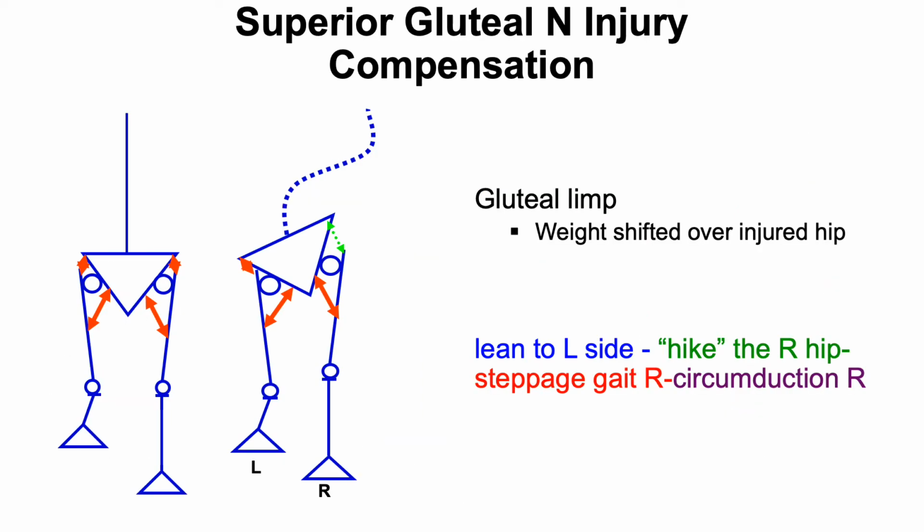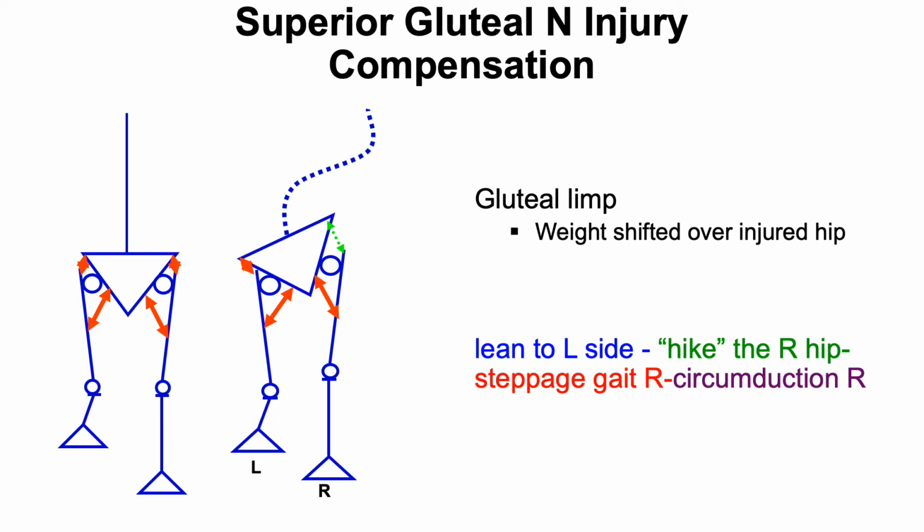And it does this because of compensation. So when this nerve is injured, we get something called a gluteal limp. That's where your weight is shifted over that injured hip. I have right and left labeled here. So you lean to the left side, you hike the right hip. That's that right hip going up in the air.